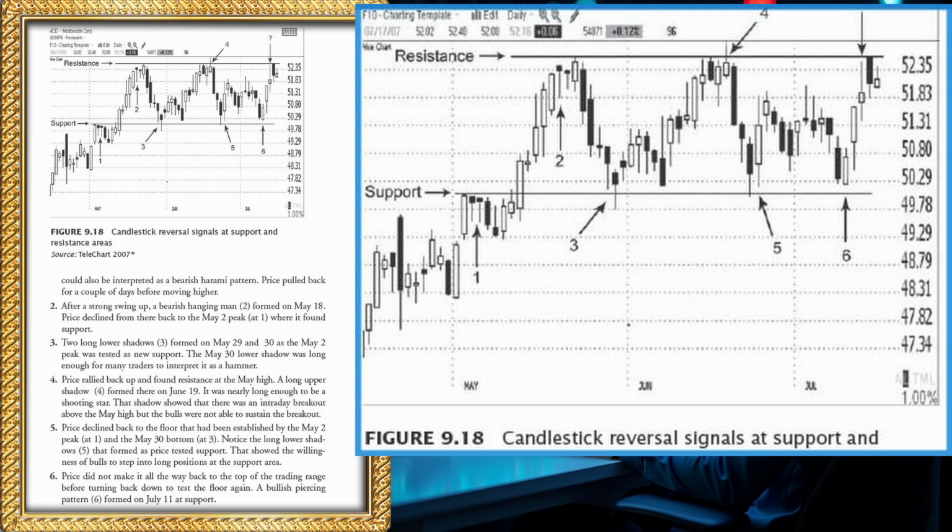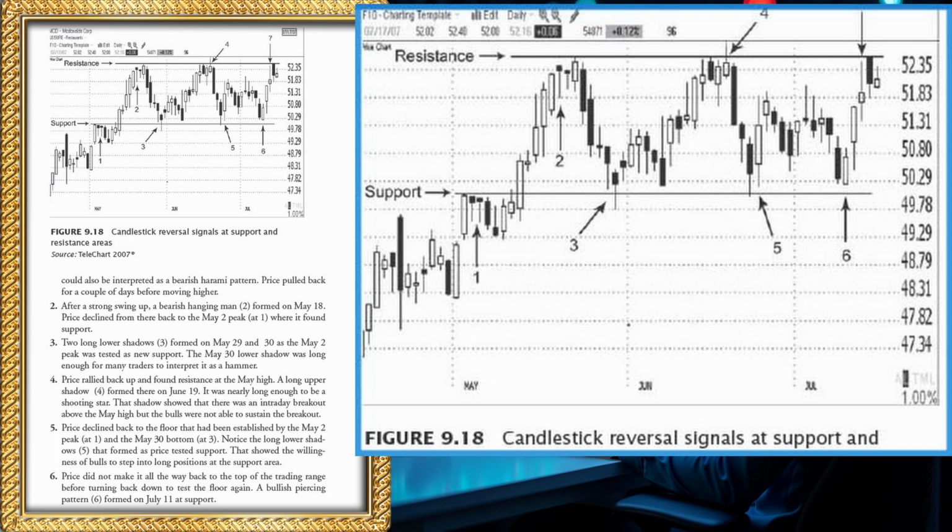3. 2 long lower shadows (3) formed on May 29th and 30th as the May 2nd peak was tested as new support. The May 30th lower shadow was long enough for many traders to interpret it as a hammer. 4. Price rallied back up and found resistance at the May high. A long upper shadow (4) formed there on June 19th. It was nearly long enough to be a shooting star.